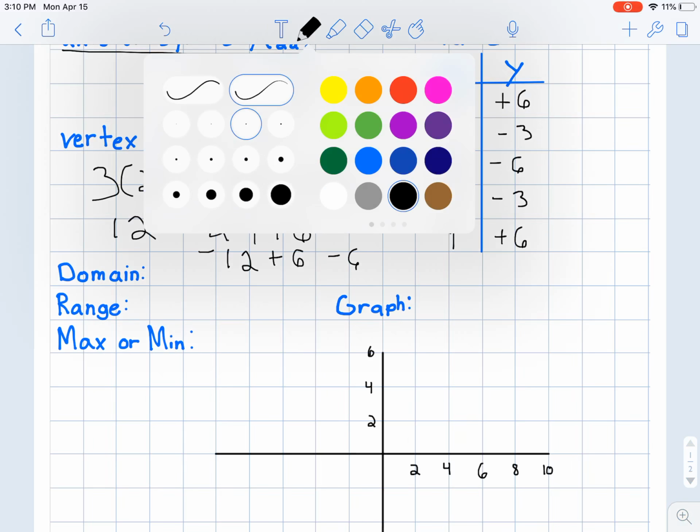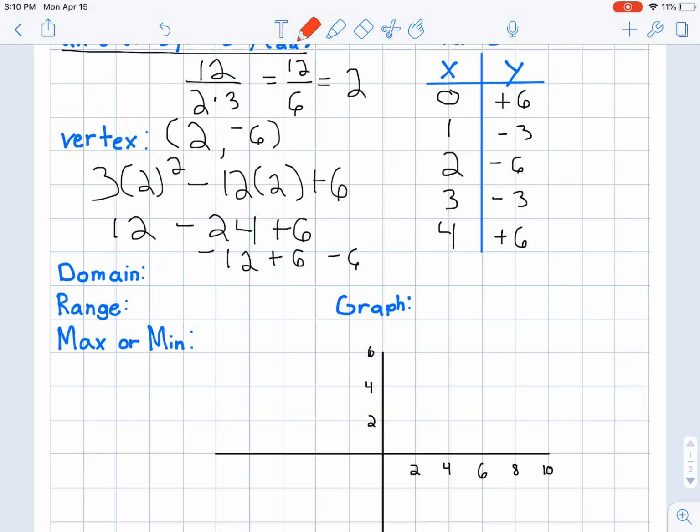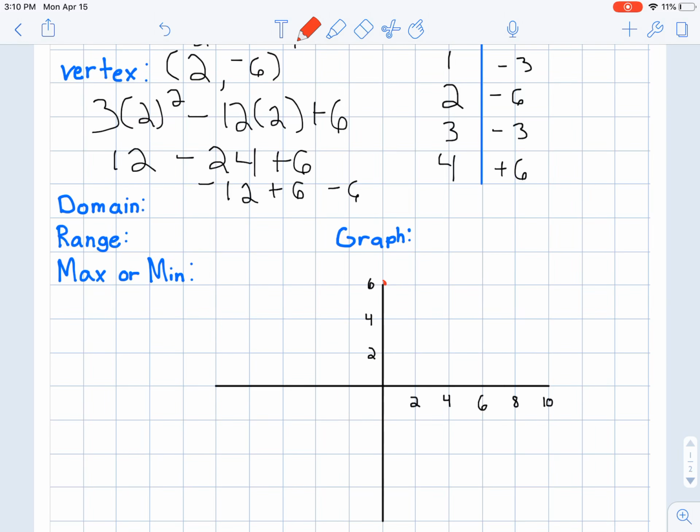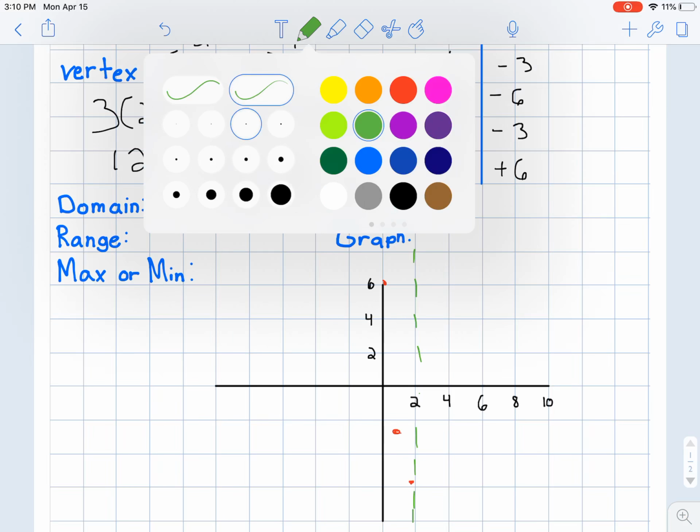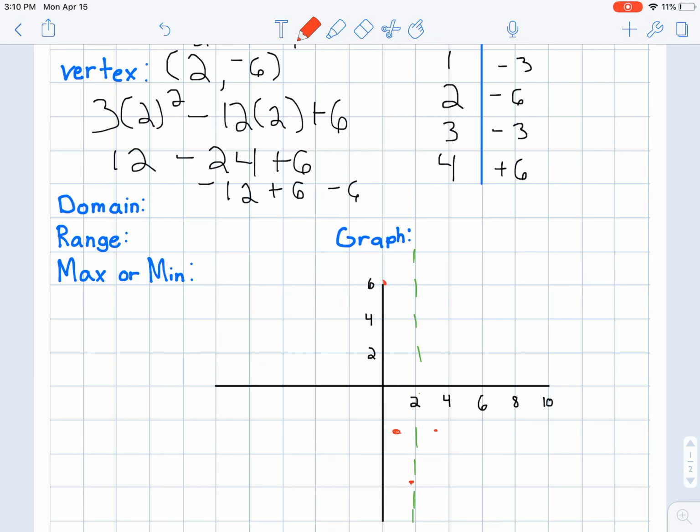So I'm going to graph my points. At (0, 6) I'm going to put a point. At (1, -3), which is going to be probably about right there. (2, -6). And this is my axis of symmetry. It reflects over that point so that I can start graphing my dots the same distance away from there. And I have my graph, so I can go ahead and do my U shape.